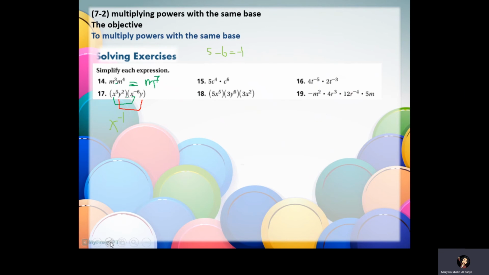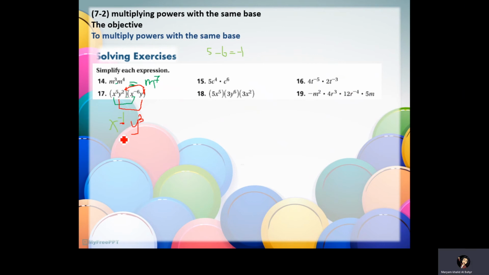Now I will see what should I do with y. Y to the power 2 and y, which is y here to the power. Here is nothing, that means it's 1. If there is nothing again, it's 1. I repeated it for you this many times so you can keep this in your mind. So 2 and 1, it's to the power 3. I'm done with this one. I just need to do one more step.